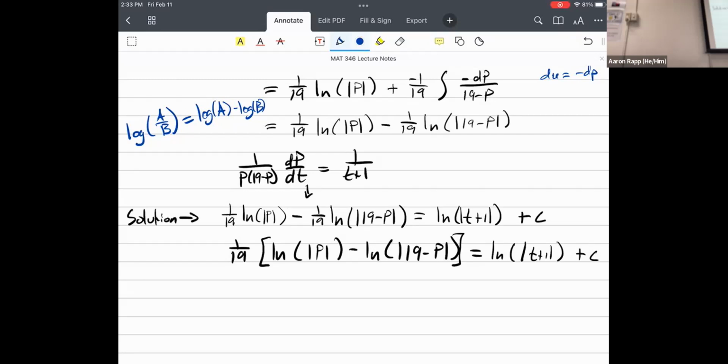So if I have the difference of two logs that have the same base, I can combine them together: log of the first thing minus log of the second one becomes log of the first thing divided by the second thing. So here I have 1/19 times natural log of the absolute value of P minus the natural log of the absolute value of 19 minus P, which means I can combine them together in this way.